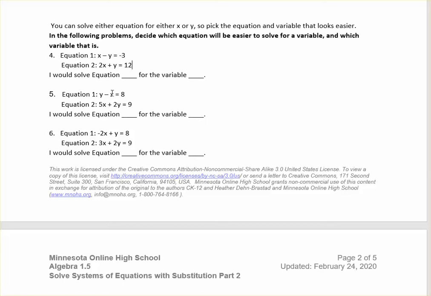And the same thing in 5 and 6. You pick which equation you want to solve for x or for y and just fill that in. You don't even actually have to solve them. You just have to explain which one you would pick and which variable you're going to solve for.